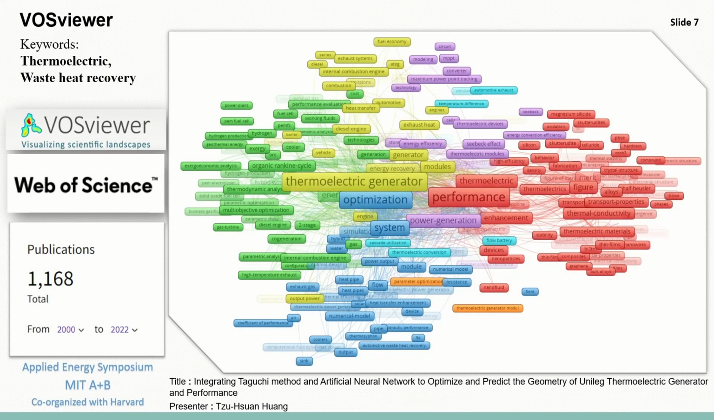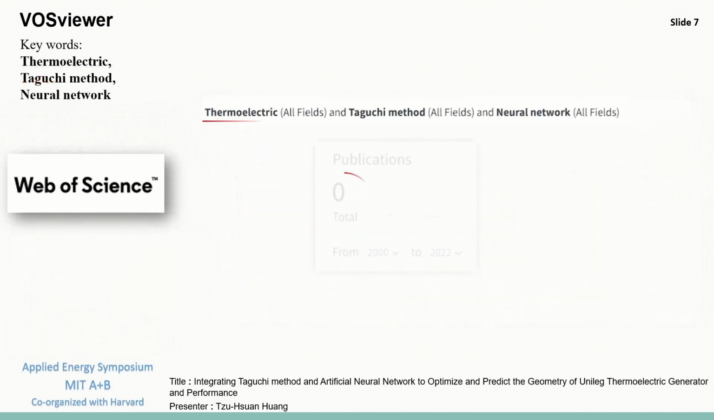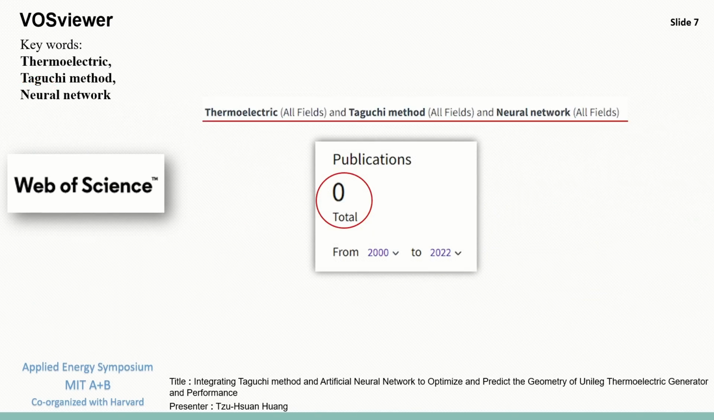So we checked the literature and analyzed it. This figure shows the papers published before with the keywords thermoelectric and waste heat recovery, and we can see many papers have already been published. We further add a keyword about unileg, and we can see few people have discussed the unileg TEG, only 20 papers in total. So we chose this as our research topic. Then we used the keywords thermoelectric, Taguchi method and neural network, and the results indicate that there was no study discussing this field.